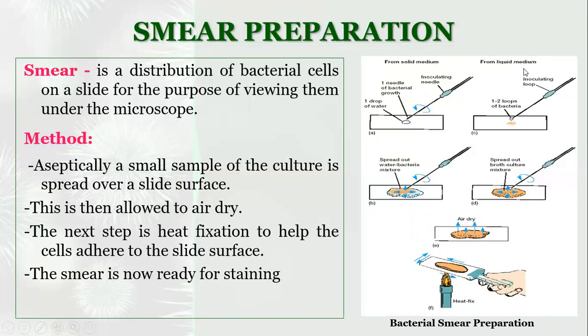If it is from a liquid medium, then the inoculation loop is used. The suspension is taken with the inoculation loop and spread over the surface of the glass slide, and that is the preparation of the smear. After preparing the smear, from either a solid or a liquid medium, it has to be air dried and then heat fixed. Heat fixation is fixing the organism to the solid surface, that is the glass slide. Now this smear is ready for staining.